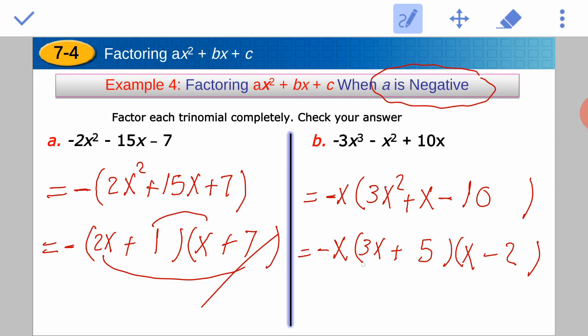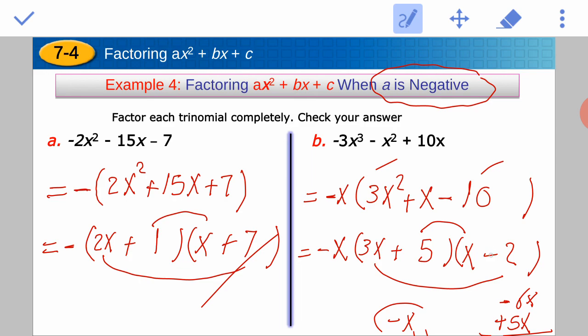It's 3x squared. Plus 5 times -2, it's -10. So first and last are okay. We need to check the outer and the inner. Outer, 3x times -2, it's -6x. Inner are plus 5x. Guys, if you add this up, -6x and the plus 5x give us -x. But our middle term is not -x, it's a plus x.